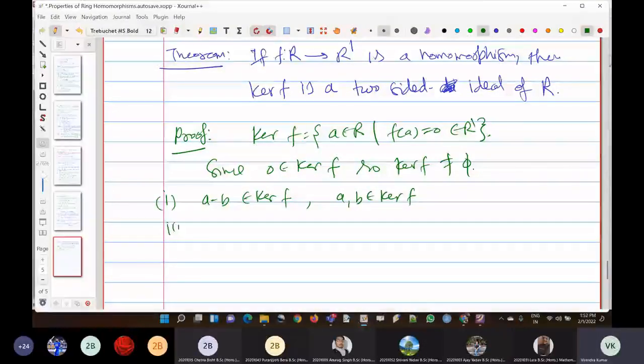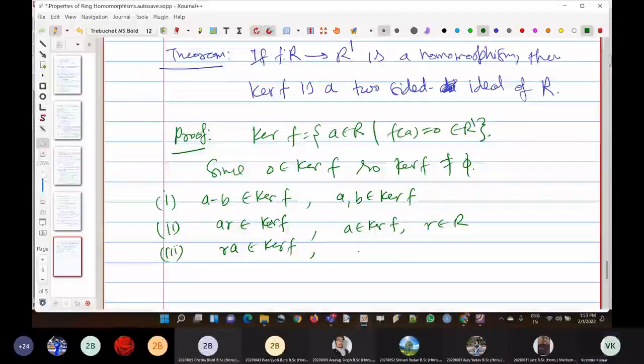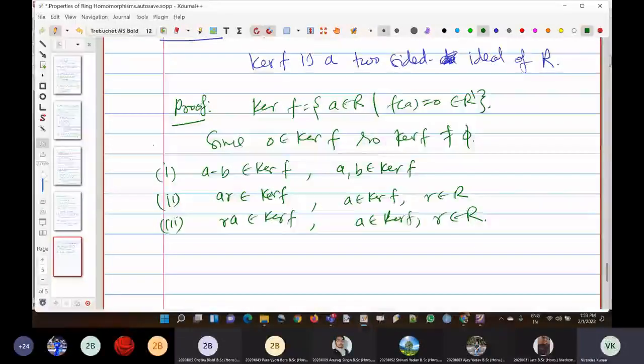The second thing, we need to prove that AR belongs to kernel of f for a two-sided ideal, where A belongs to kernel of f and R belongs to capital R. And then third is that RA should belong to kernel of f, where A belongs to kernel of f and R belongs to capital R. Okay, these three things you need to prove. So these are the claims we need to prove.